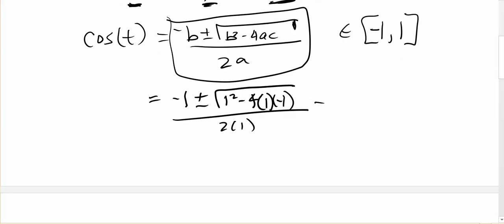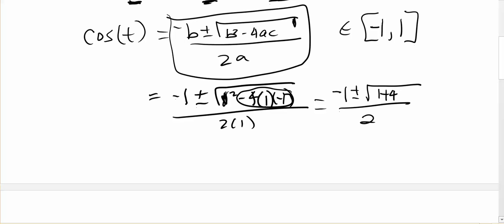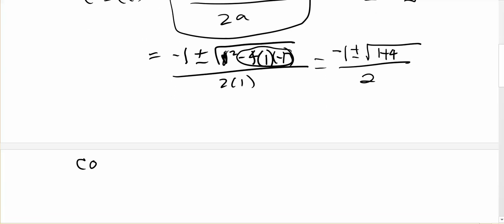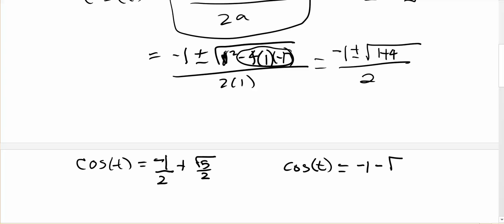So we can simplify this further and say this is -1 plus or minus the square root. Now if this is 1 and this right here is a positive 4, we get 1 plus 4 divided by 2, which means that our cosine of t could either equal -1/2 plus the square root of 5 over 2, or the cosine of t could equal -1/2 minus the square root of 5 over 2.